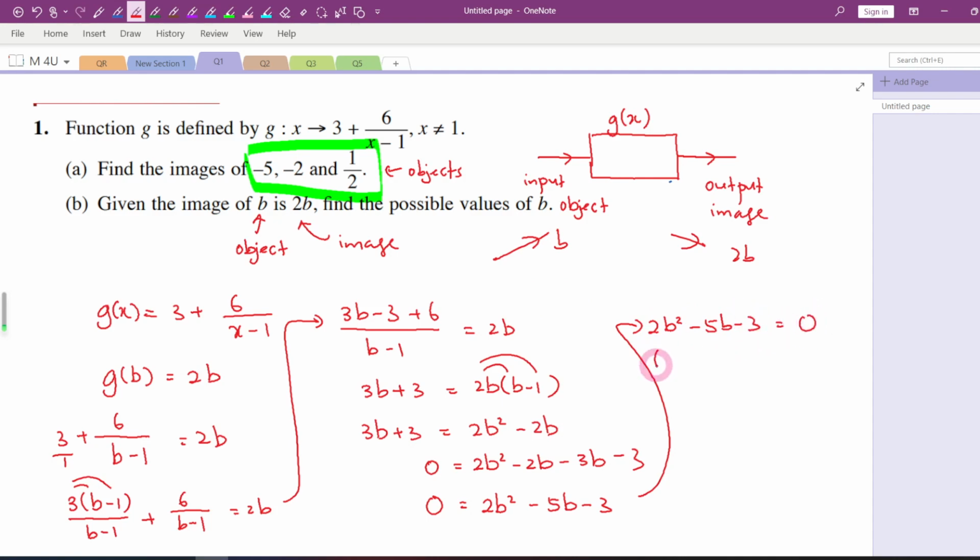Now we can start to do the factorization here. If the number is too big, you can actually use your calculator to help you to do the factorization. This number is not very big, so we should be able to do it without using a calculator. So this is 3 and this is 1, minus plus. Let me double check. Okay, so correct. 2b plus 1 is equal to 0, or b minus 3 is equal to 0. So 2b is equal to negative 1, b is equal to negative 1 over 2. How about here? b is equal to 3.